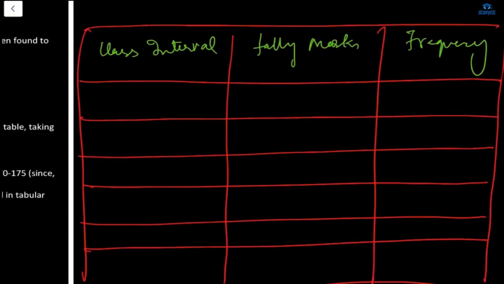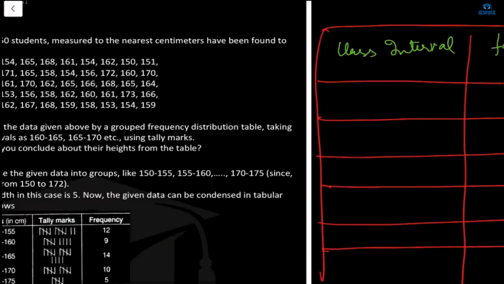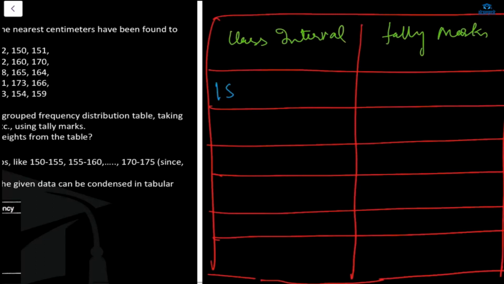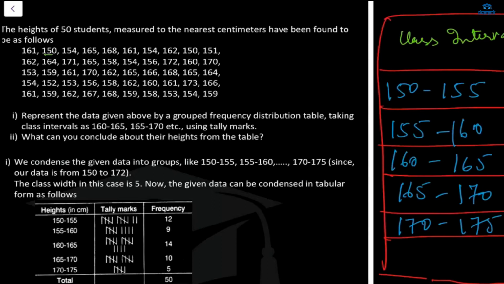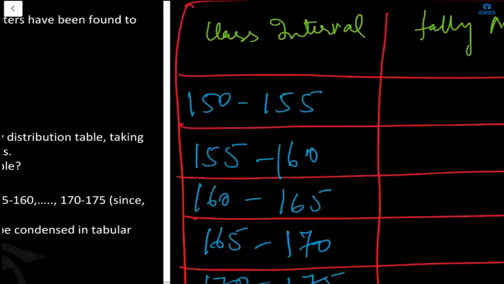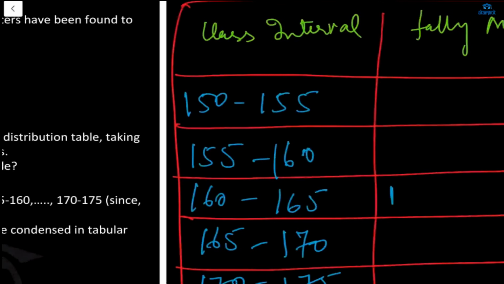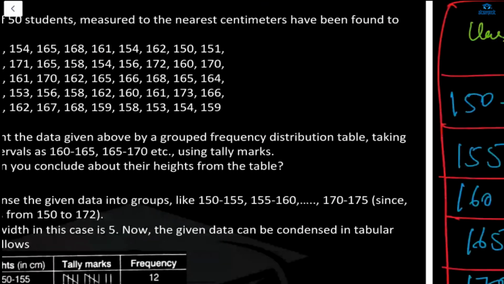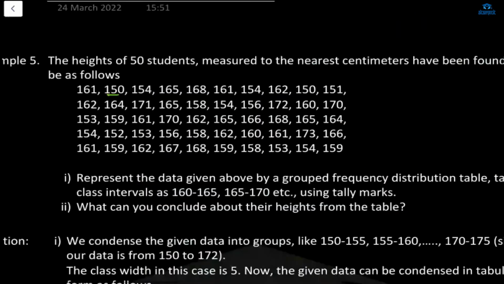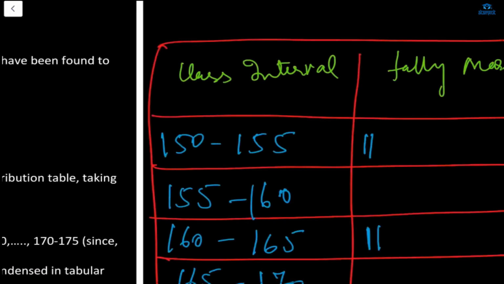Now let's see the values. It is starting from 150. We are going to take 150 to 155, 155 to 160, 160 to 165, 165 to 170, and 170 to 175. Now, if you are going to tally, see 161. 161 will lie in which interval? 161 will lie in 160 to 165. Yes, very good, Razi. Then 165 is there, no? Sorry, 165 will not be included in this interval.